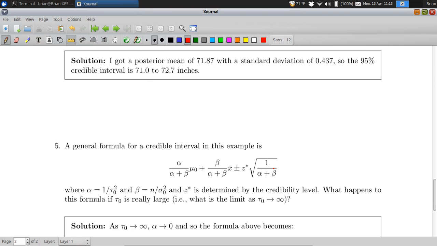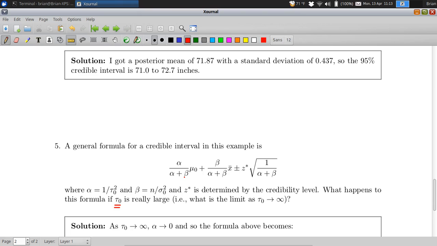And I asked the question of what's going to happen if you let that prior standard deviation get really, really big. Which means, what if you're really not sure that your prior is right? So you pick a really high standard deviation for that prior bell curve to basically say, I have no clue where the true population mean is. Well, as tau goes to infinity, the alpha, which is this formula, is going to get really small. So alpha is going to go to 0.